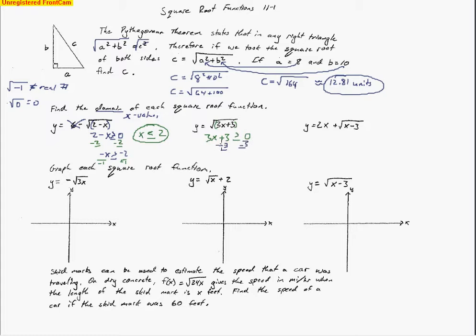And so we're going to subtract that 3 from all sides. So now we've got 3x is greater than or equal to -3. When I divide by the 3, note that I'm dividing by a positive, not a negative.